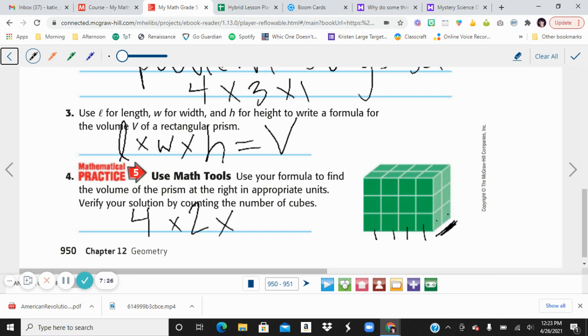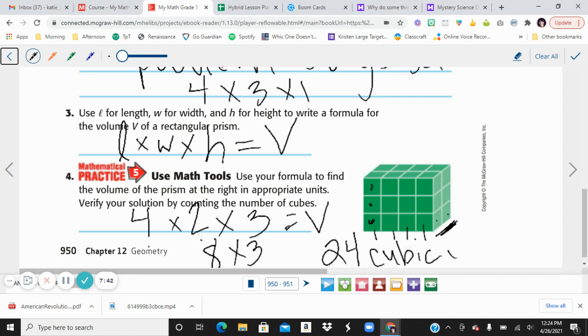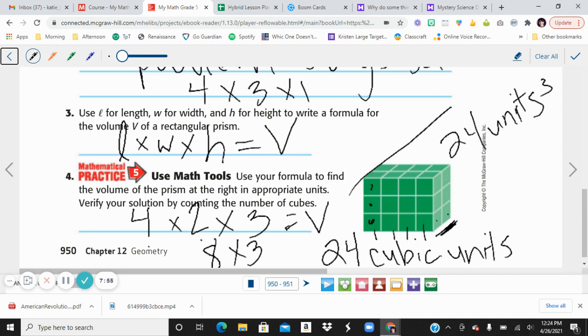4 times 2 times how high is it? 1, 2, 3. 4 times 2 times 3 is going to give me the volume. Well, 4 times 2 is 8 times 3. So my answer is 24 cubic units. Or you could put units cubed. Could be 24 units. Those are the same.